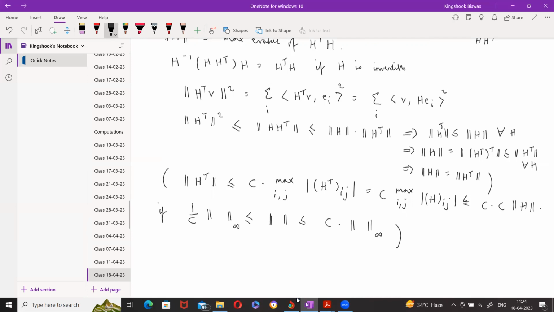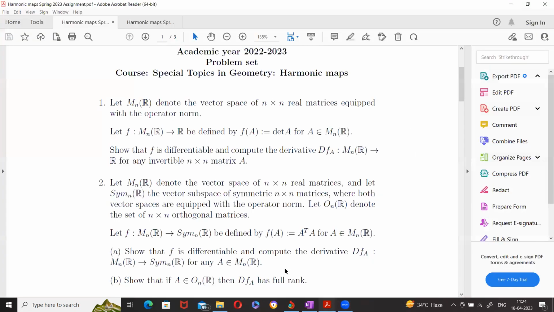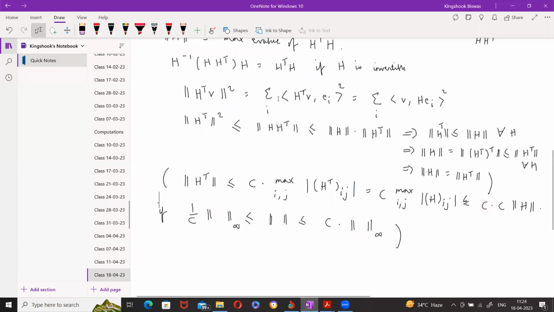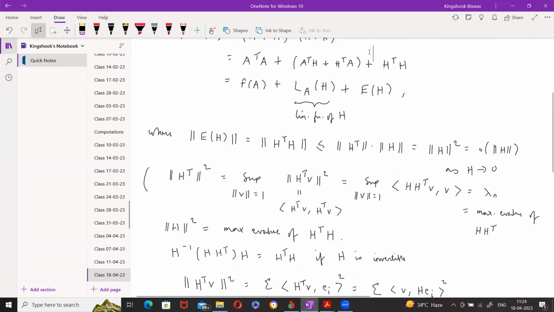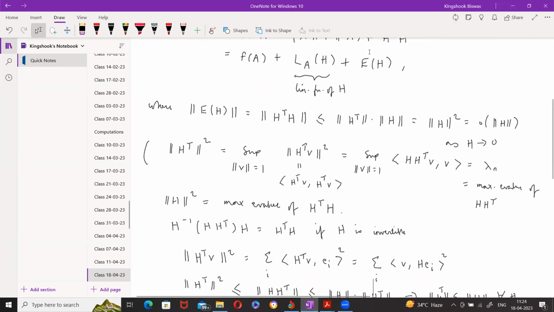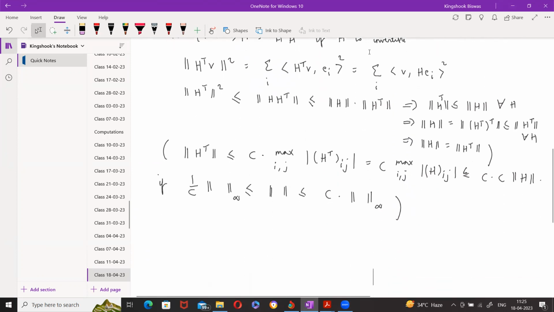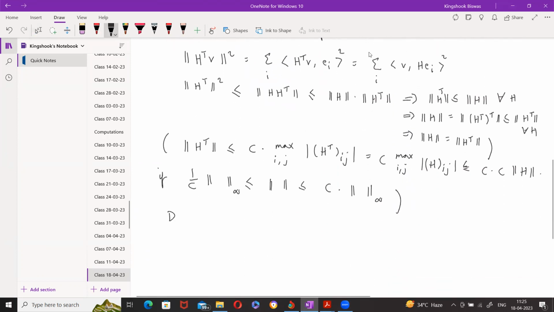So let's carry on. We don't want to waste too much time on these small details. But okay, so we've computed the derivative. The derivative will then be the linear term here. So the linear term is A transpose H plus H transpose A. So df at A acting on H is A transpose H plus H transpose A.